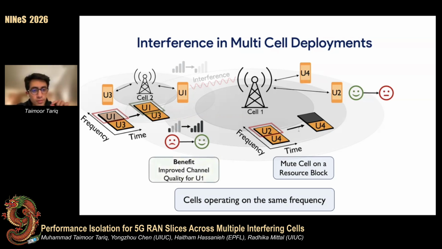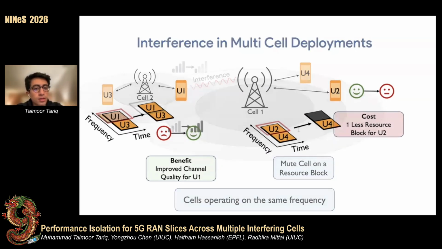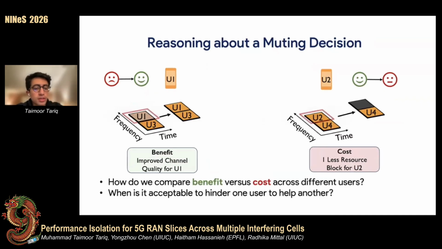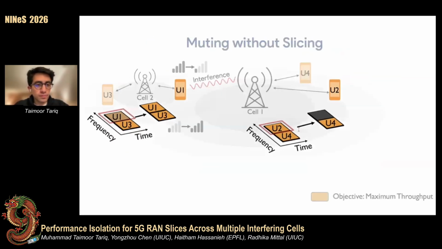So given by taking this muting decision, we have a benefit, which is improved channel quality for U1, and we have a cost, which is that we have one less resource block at cell 1, and therefore user U2 does not get scheduled. So how do we reason about this muting decision? Essentially, we're benefiting one user and we're harming another user. So how do we compare this benefit versus cost across different users? And when is it acceptable to hinder one user to help out another?